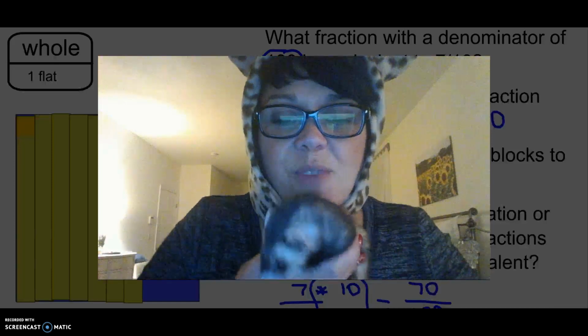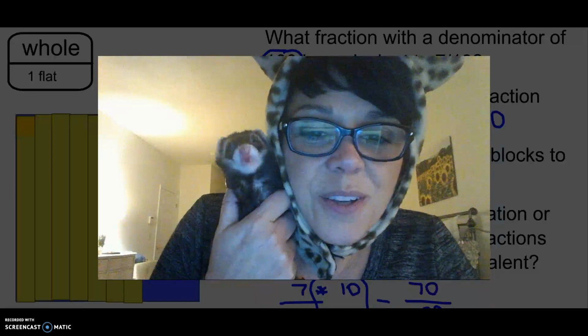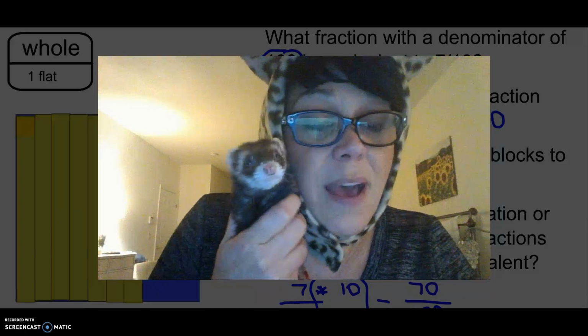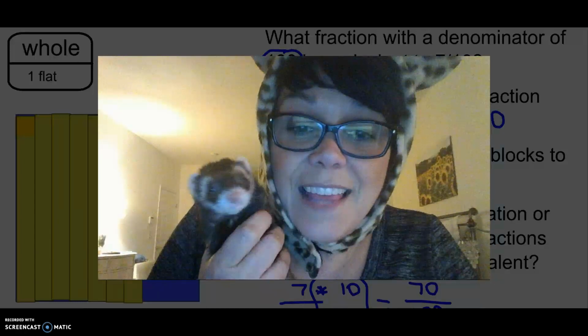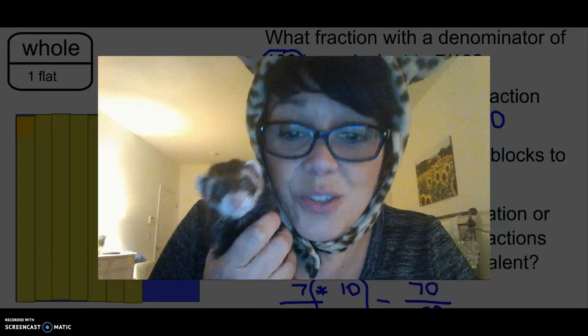Okay, Fraction Ferret wanted to say goodbye. We learned a little bit more about decimals to the tenths and hundredths place.